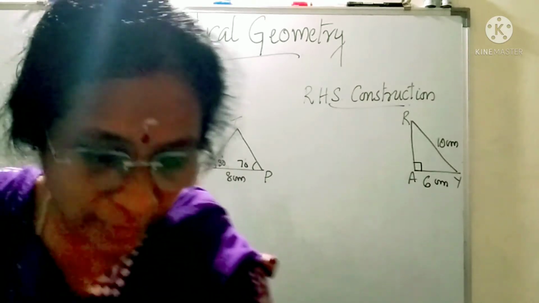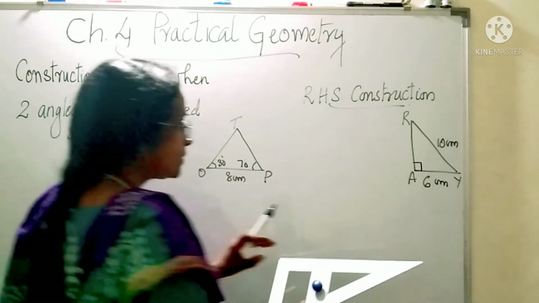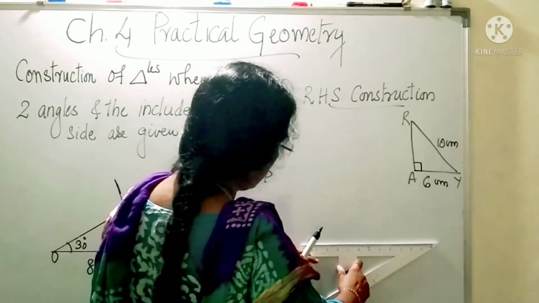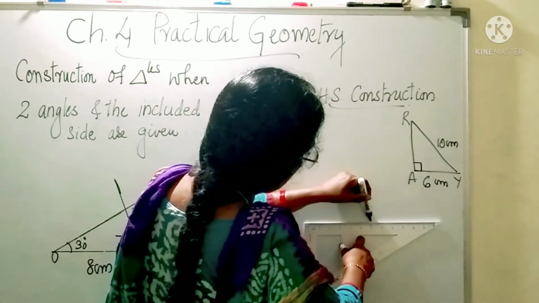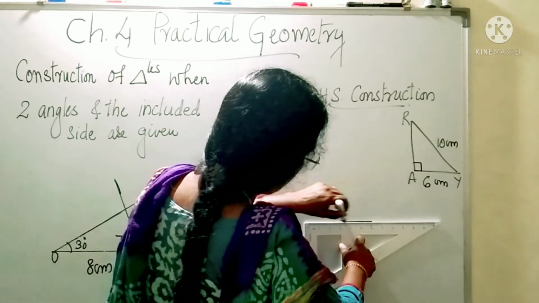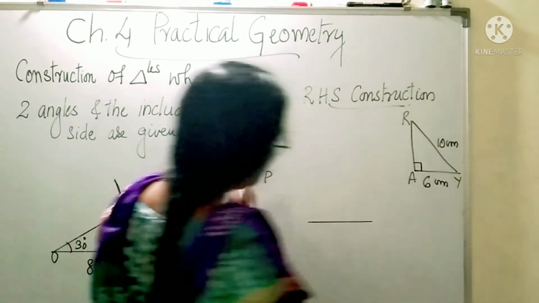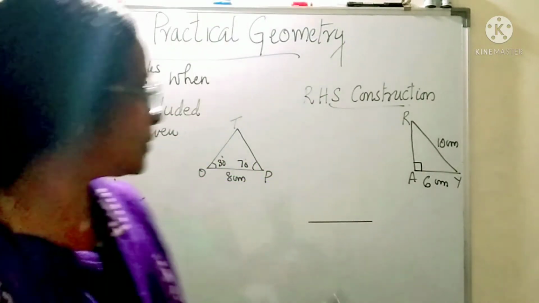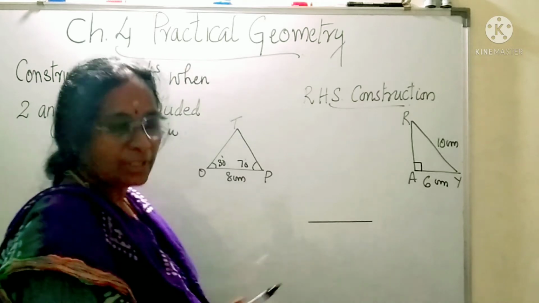So let us draw first the base. How many centimeter? 6 centimeter. So let us draw first a base of 6 centimeter. Okay. After that, on the base, we have to make an angle of 90 degree.